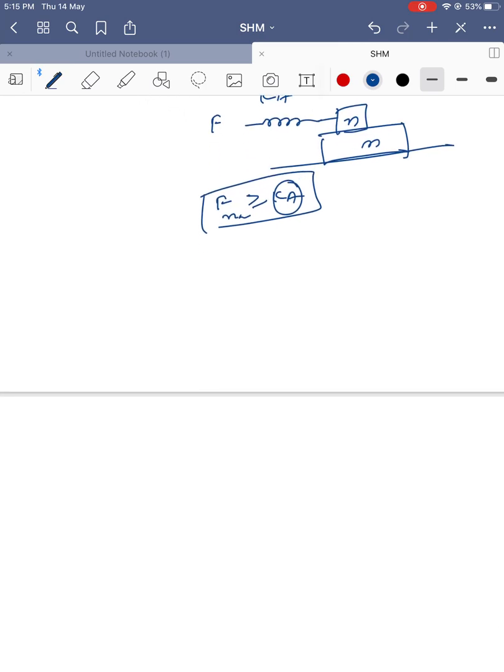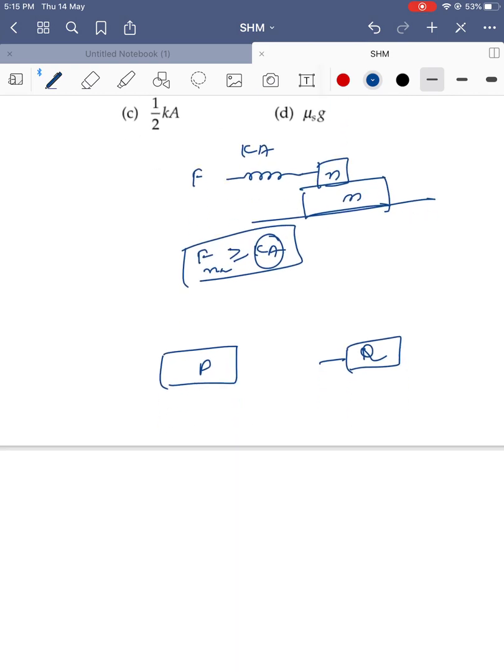Whenever you see this kind of question, as I explained in the block on block situations, draw the free body diagram. The upper block is Q, lower block is P. On the upper block, friction will act in the backward direction. Friction is equal to mu s into m into g, and the same friction will act as F max. F max is equal to mu s into m into g.